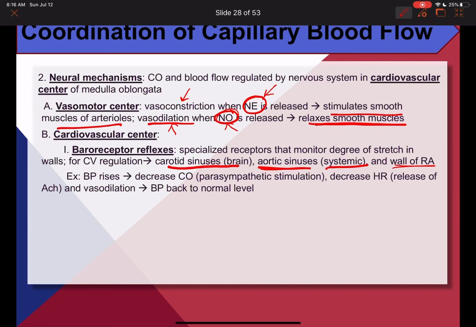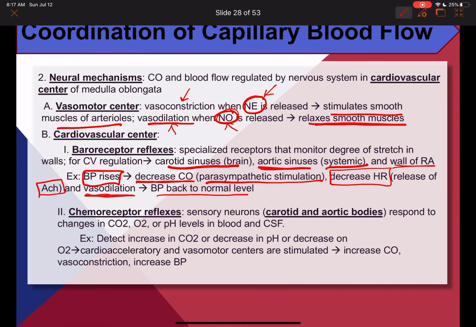So, for example, if they detect that a person's blood pressure gets too high, they will decrease your cardiac output by parasympathetic stimulation, which will then decrease your heart rate by release of acetylcholine, if you remember from the last heart chapter, and also stimulate vasodilation throughout the entire system to bring your blood pressure back down to a normal level.